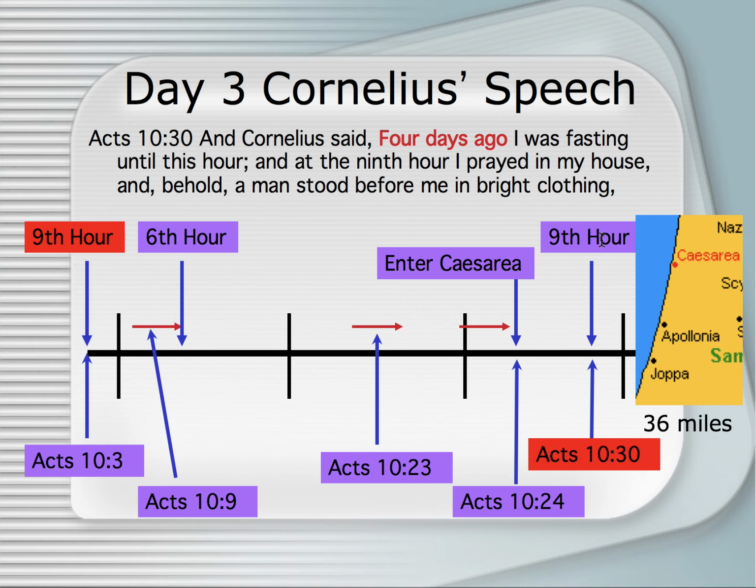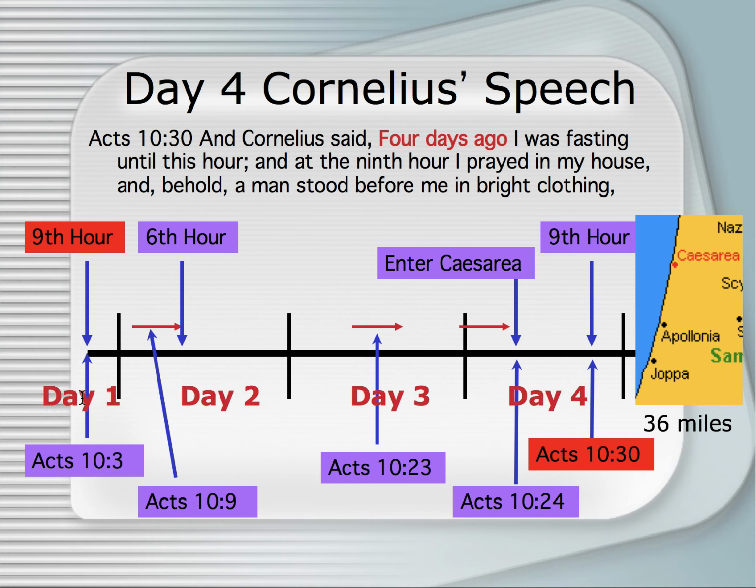9th hour, the day that Cornelius is speaking to Peter, Peter's friends and Cornelius's servants. 3 days we would call that. But Cornelius says, 4 days ago I was fasting until this hour. And at the 9th hour I prayed in my house, and behold, an angel stood before me in bright clothing. So let's just dwell on that a moment. We would say 3 days, but Cornelius is clearly referring to day 1, day 2, day 3, day 4.